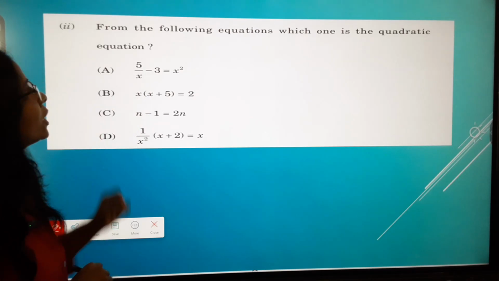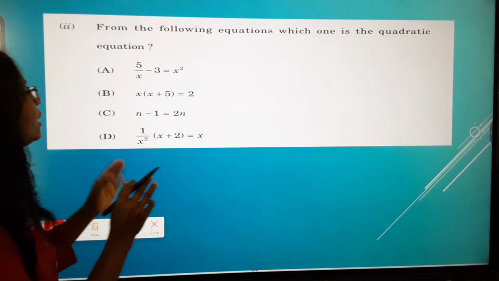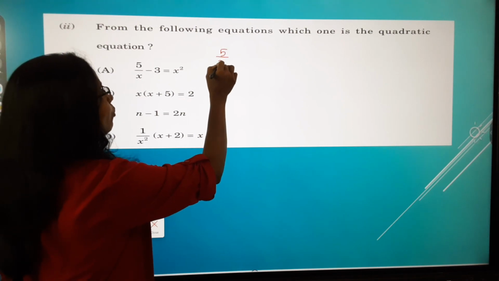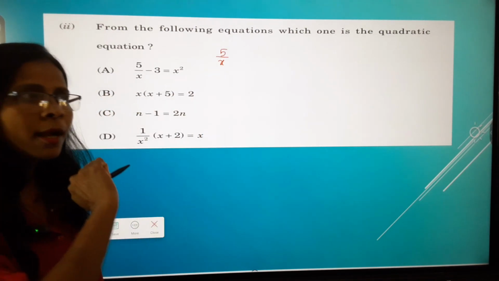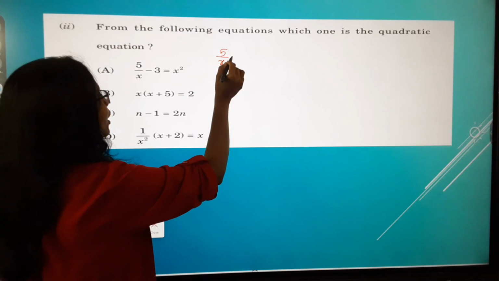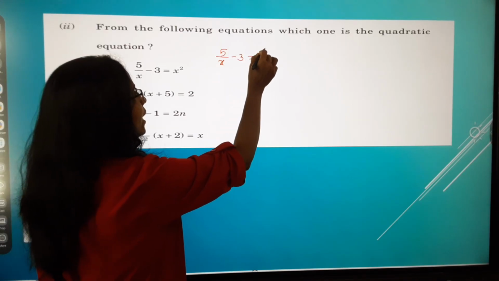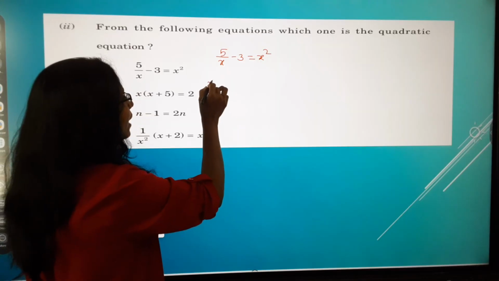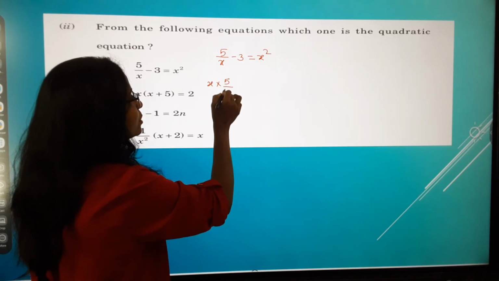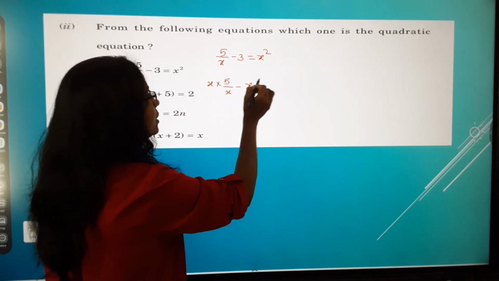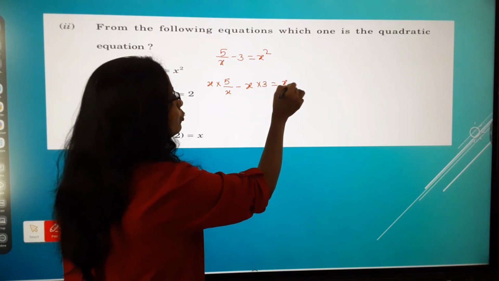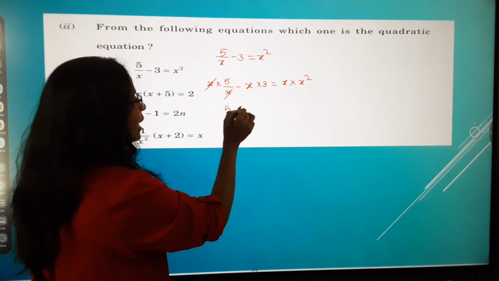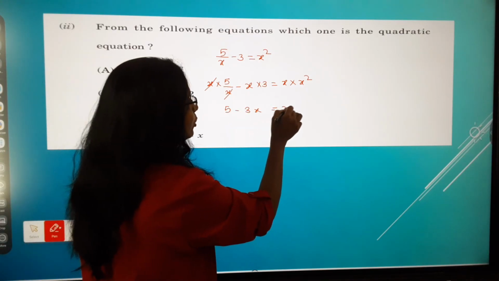The first option is 5 upon x. Which one is the quadratic equation? We have to solve each one and check which option is correct. So 5 upon x minus 3 is equal to x square. Here the denominator has x, so we multiply both sides by x. So x multiplied by 5 upon x minus x multiplied by 3 is equal to x multiplied by x square. Here x gets cancelled, so 5 minus 3x is equal to x cube.